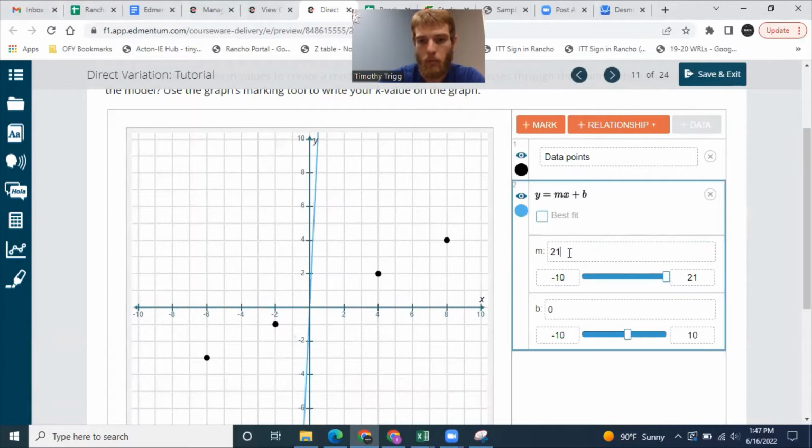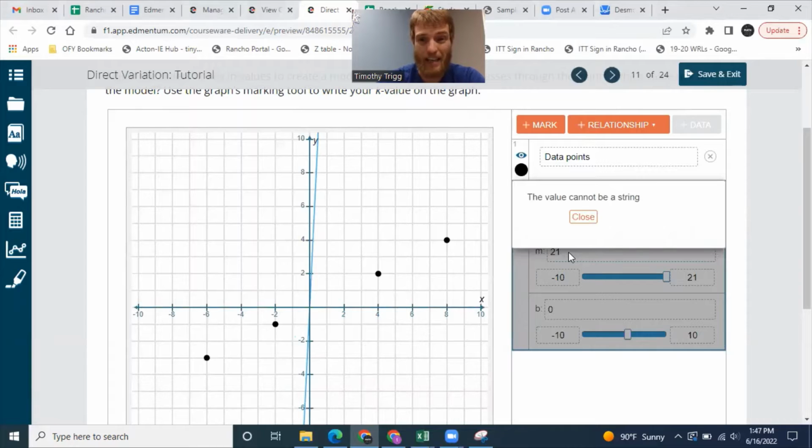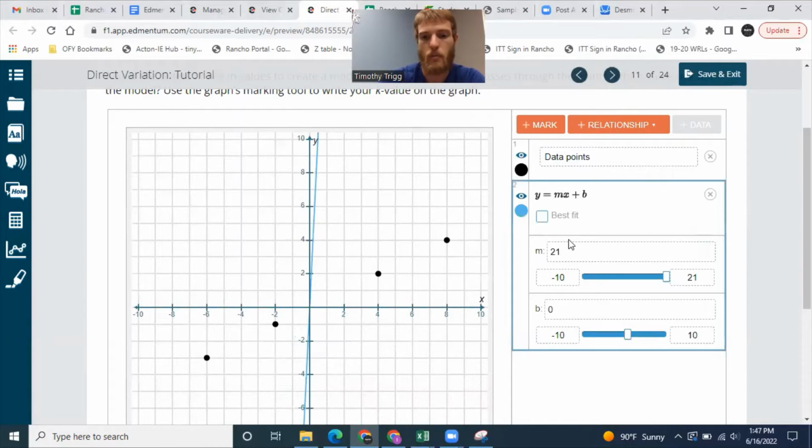Well, they won't let me put 1 over 2, so they want it as a decimal. So what we're going to do is call it 0.5, or 0.5 if you like. And you can notice here that now the blue line correctly goes over those points.